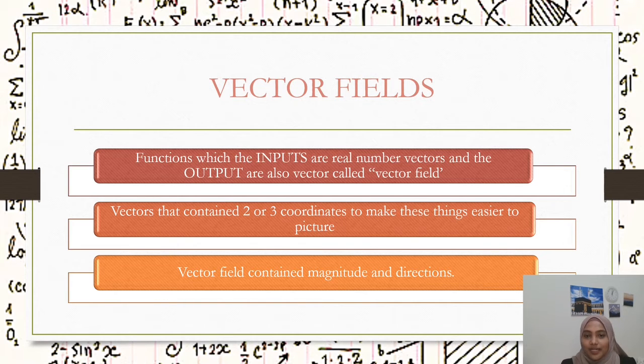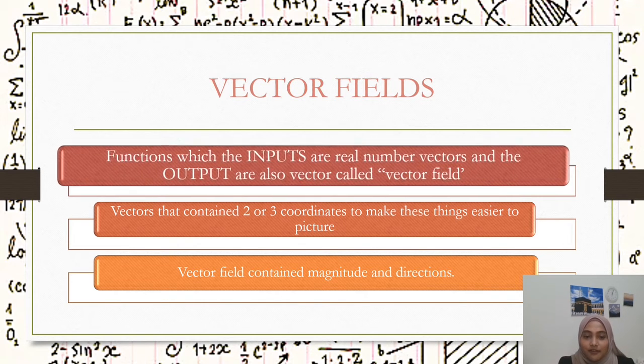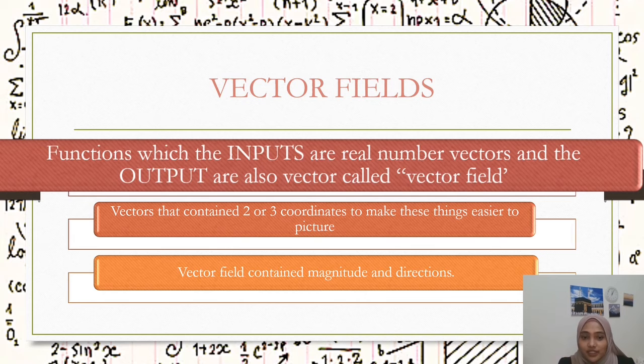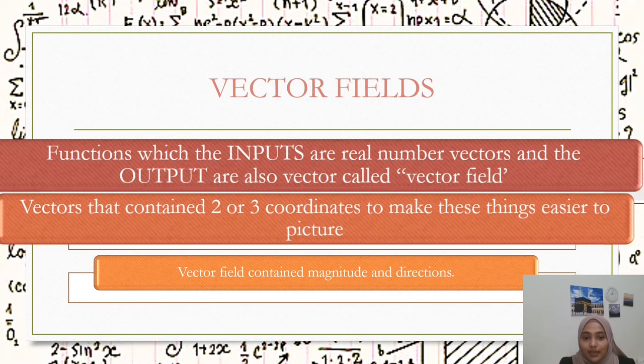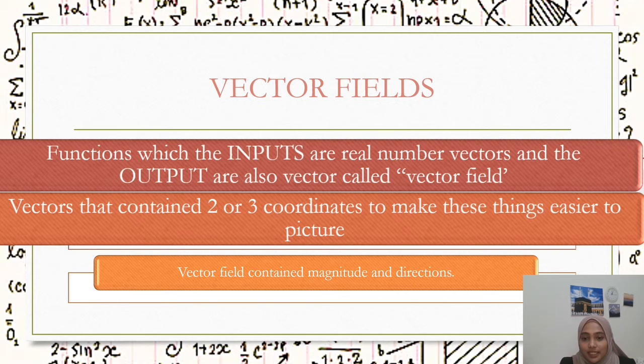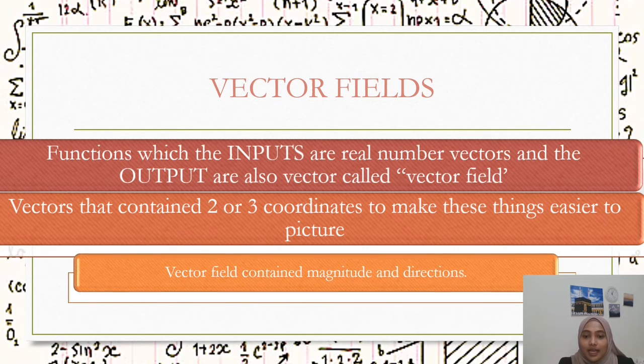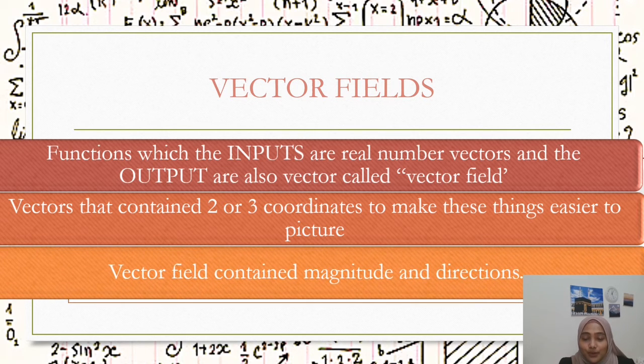Okay, what is meant by the vector field? Vector fields are functions whose inputs are real number vectors and whose outputs are also vectors, containing 2 or 3 coordinates. To make these things easier to picture, I will explain what is meant by 2 or 3 coordinates. But vector fields also contain magnitude and direction.